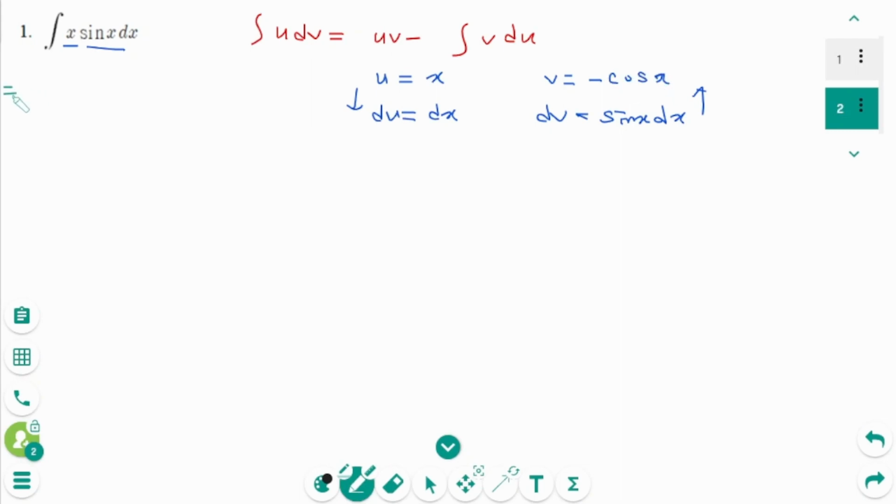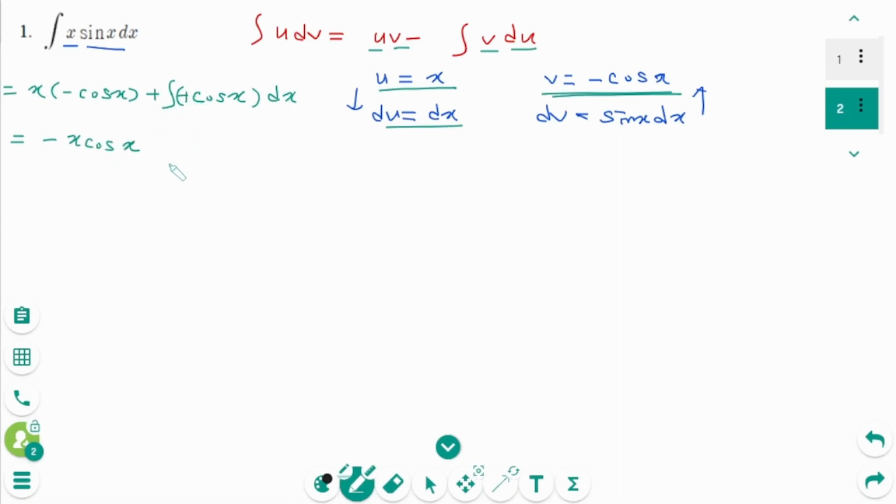Integrate on each side, v equals minus cosine x. Now using the formula, uv, u is x, v is minus cosine x, minus integral of v is minus cosine x, du is dx, equals minus x cosine x, then make positive, then the integral of cosine x is plus sine x, then plus c. How is it?